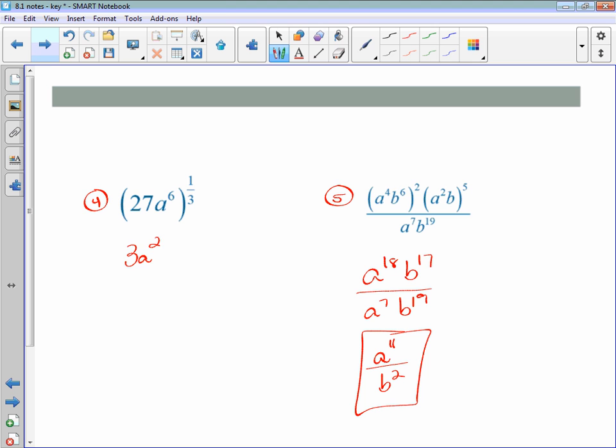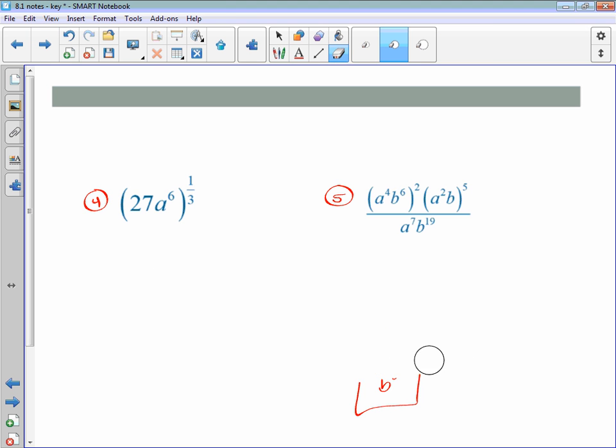Let's try again. All right, try these two. Jot them down. Try them out on your own. Talk to someone around you. See how you're doing. If you get stuck, let me know.